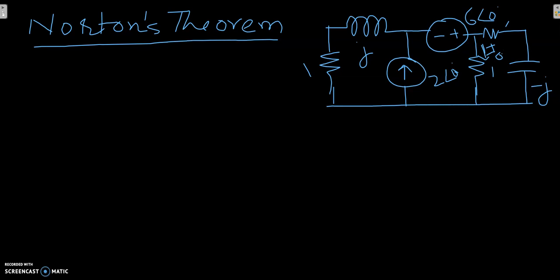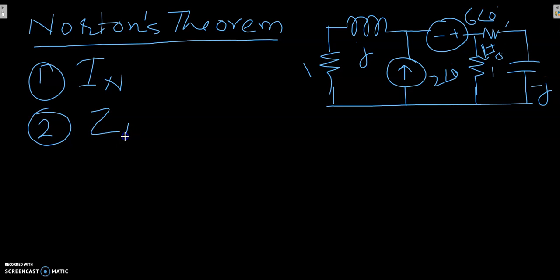Now let us try to solve the same circuit with the help of Norton's theorem. In Norton's theorem, there would be two steps involved in converting this circuit into equivalent Norton form. First step would be to find out IN, and the second would be to find out Zn. And please remember that finding out Zn is the same as finding out Zth in case of Thevenin's theorem. Okay, so to find out IN, we basically have to short circuit this.